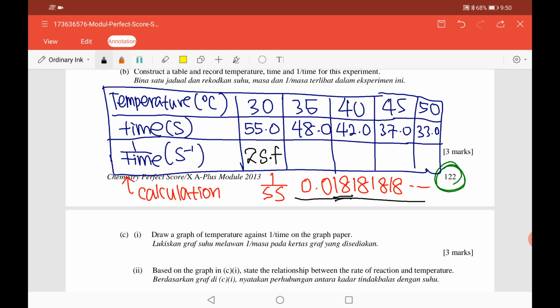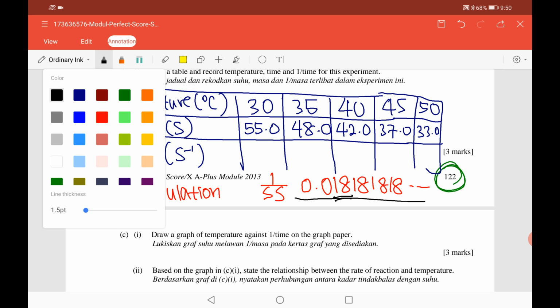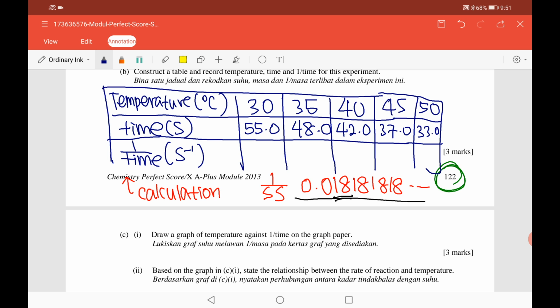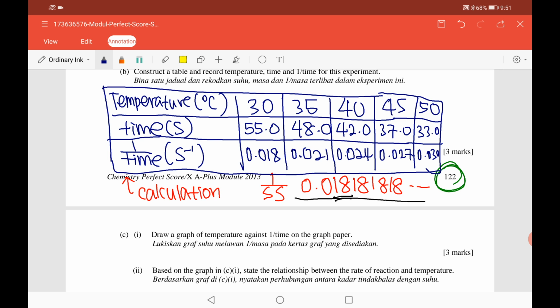So now let me do it quickly here. If we simplify the whole thing to become 2 significant figures, this one will get 0.018, then we will get 0.021, we will get 0.024, 0.027, and 0.030. So all these you can calculate yourself, okay?